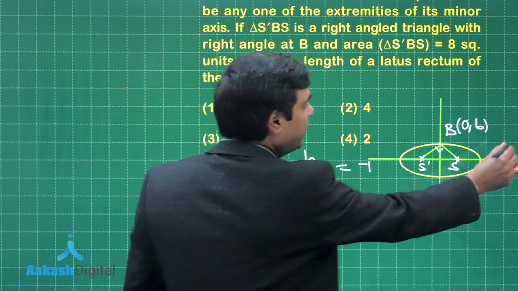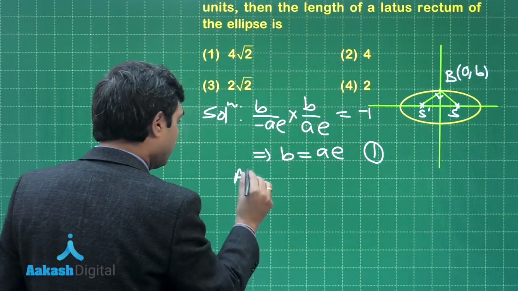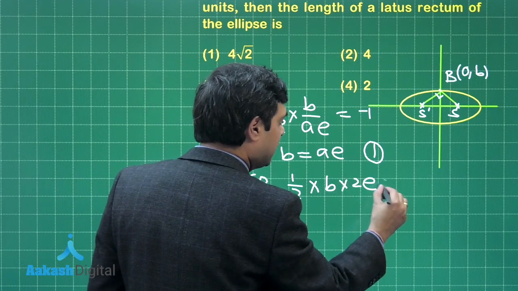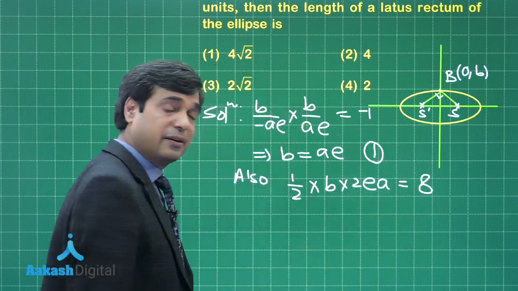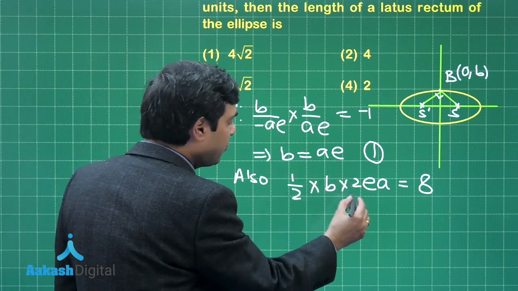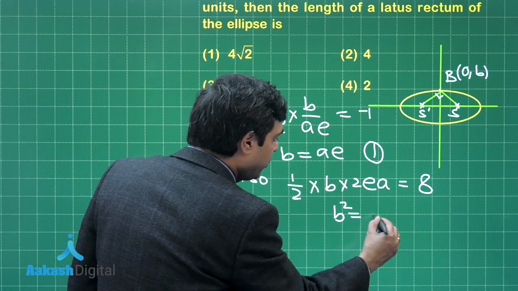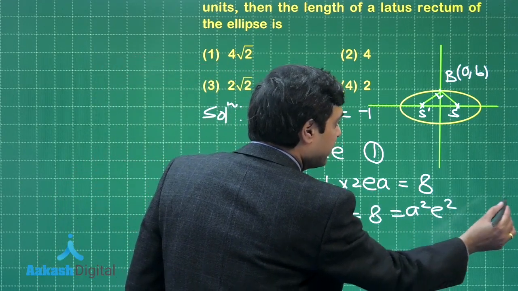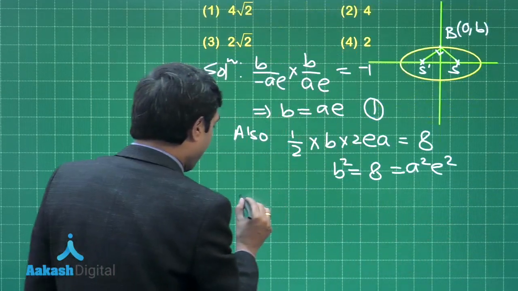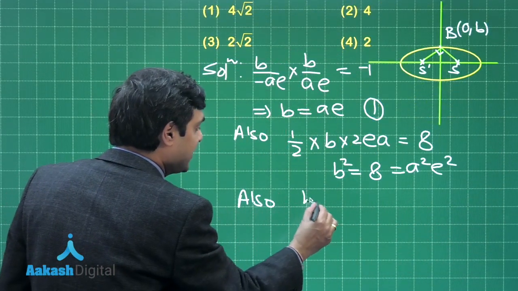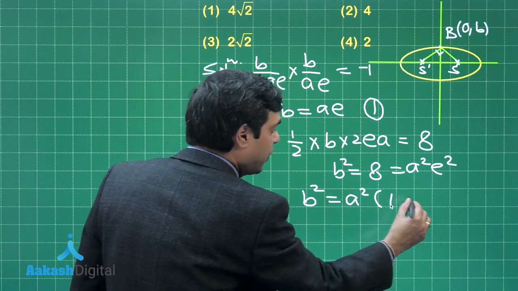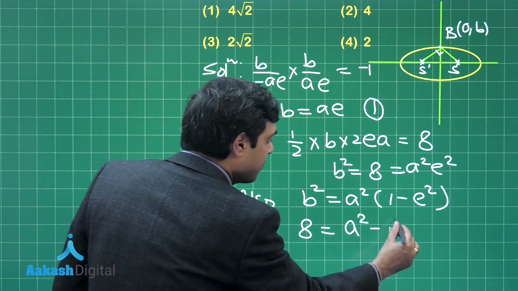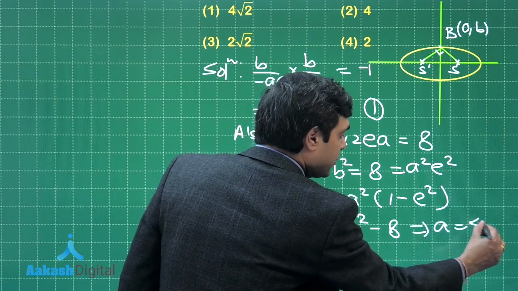Area of the triangle is given to me. Let us write down also, half into B into 2AE is 8. We get simply B equals AE. So, right here B square is equal to 8 is equal to A square E square, that is clear. Now, also we have one equation with us that says B square is A square into 1 minus E square. When you put here 8 is equal to A square minus 8, that gives you A equals 4.